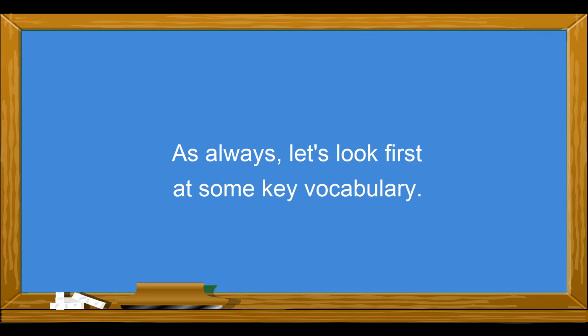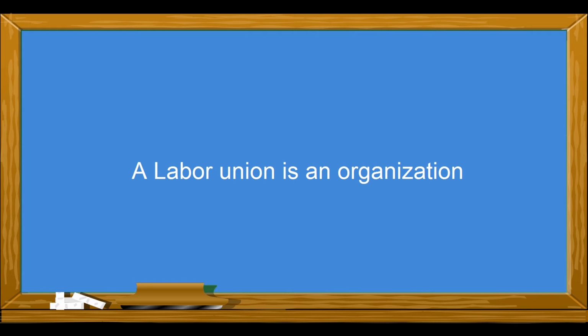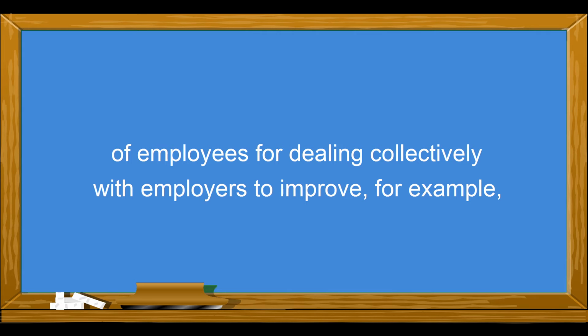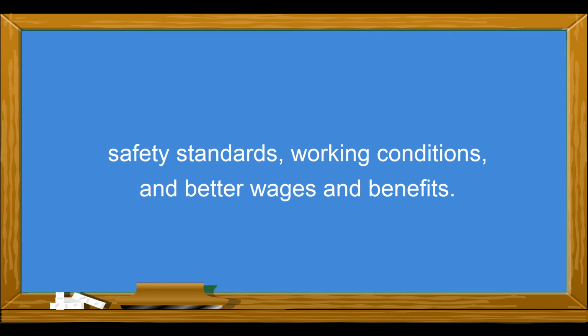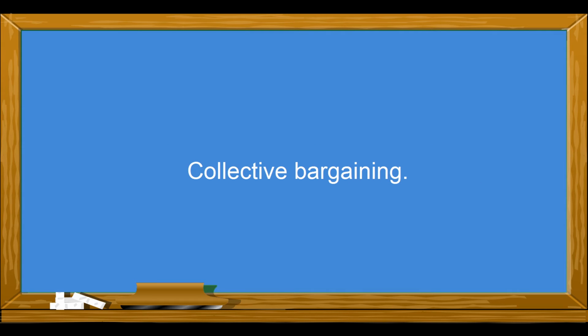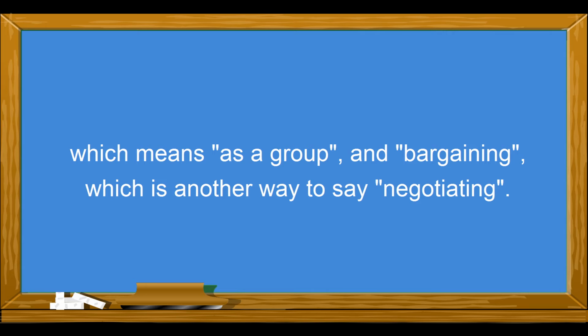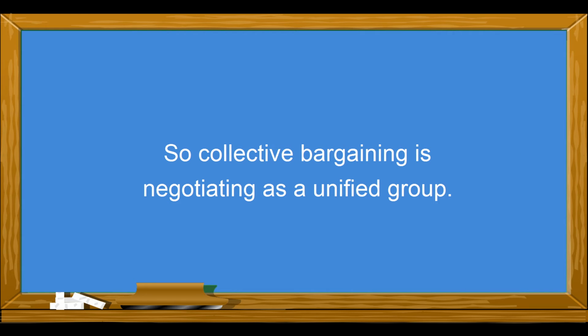As always, let's look first at some key vocabulary. Labor union. A labor union is an organization of employees for dealing collectively with employers to improve, for example, safety standards, working conditions, and better wages and benefits. Expressions closely related to labor union are trade union and trade syndicate. Collective bargaining. There are two words here, collective, which means as a group, and bargaining, which is another way to say negotiating. So collective bargaining is negotiating as a unified group.